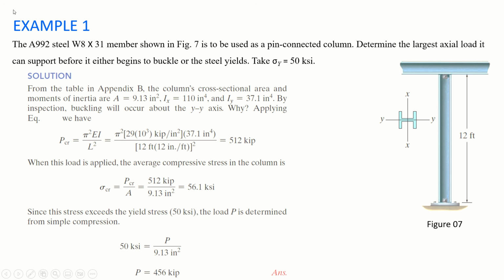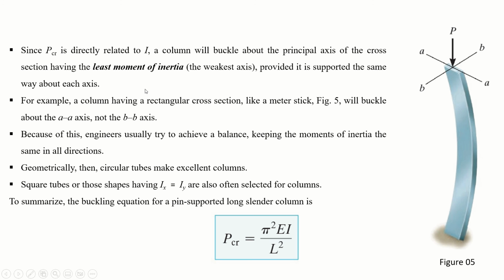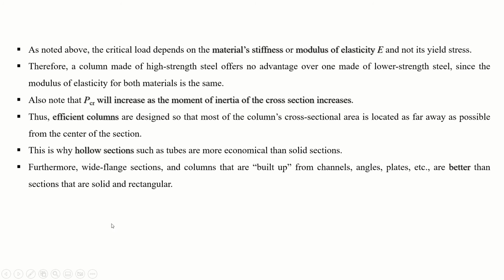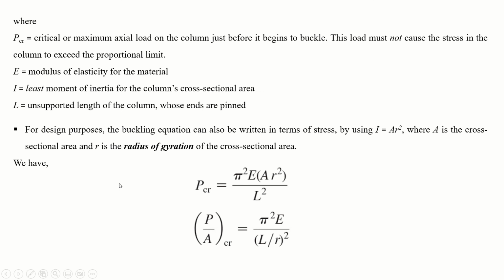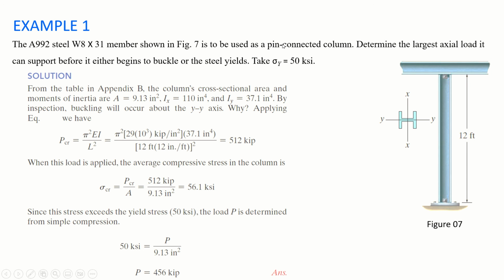Now, solving an example on this to better understand Euler's equation. This is an A992 steel W8 by 31 member, and it is what we mentioned previously. Why do we use these sections, right? Built-up sections instead of solid sections, to be used as a pin-connected column. So this column's cross section is shown here.